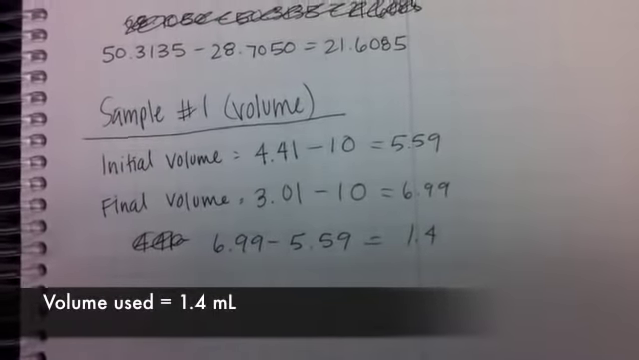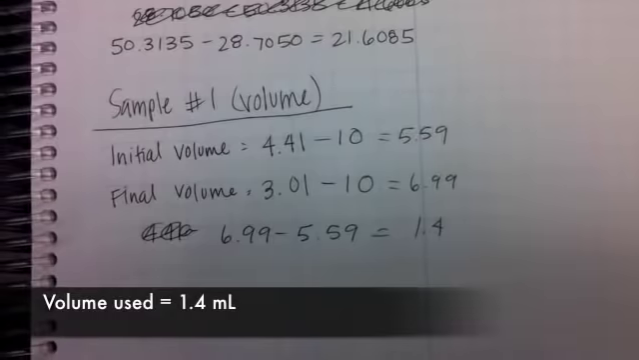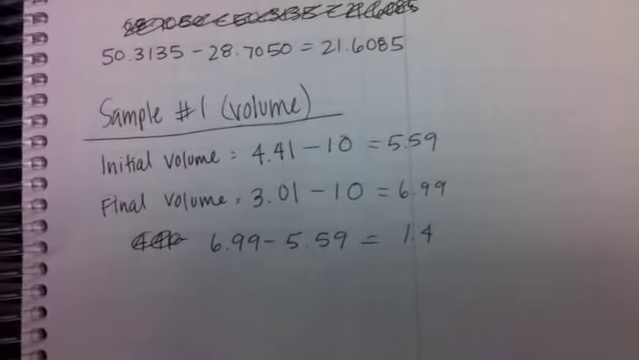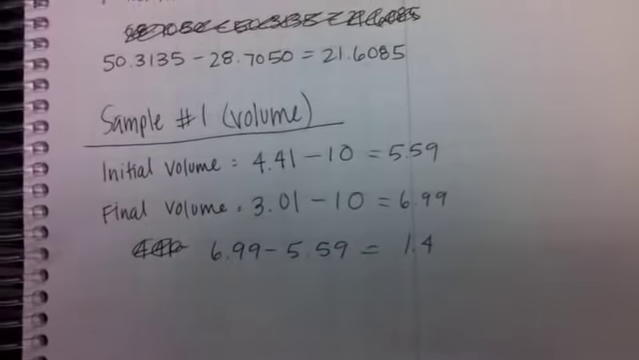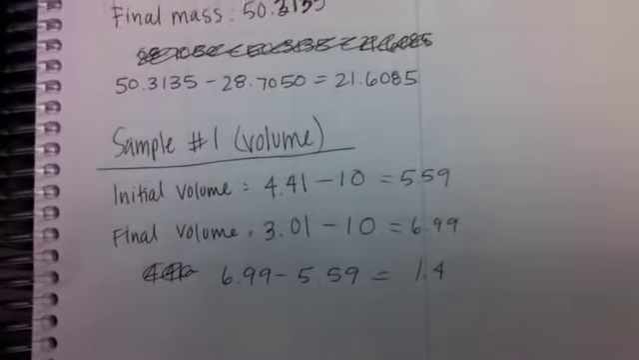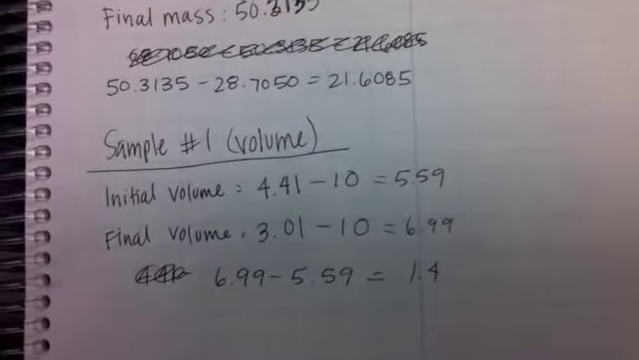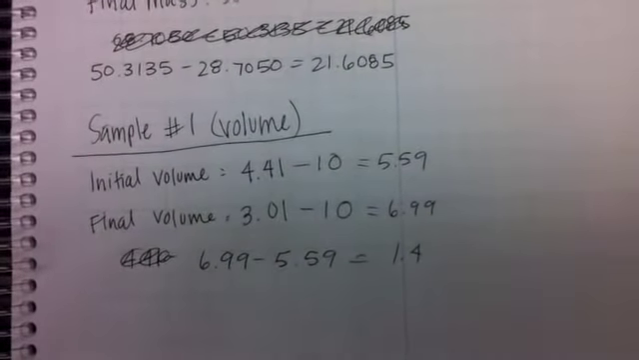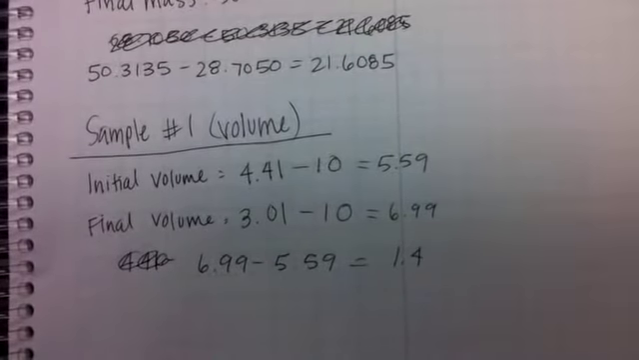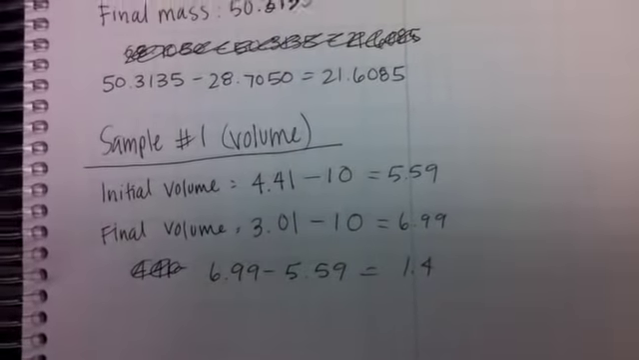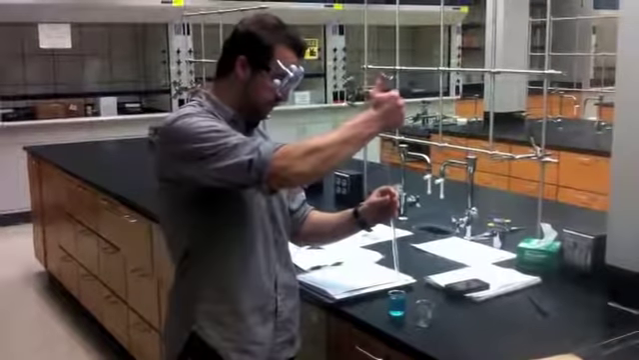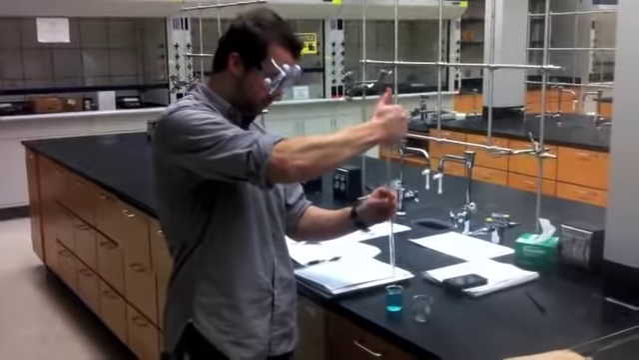We got this by subtracting the initial volume from the final volume, which was measured as, this is a correction, 5.59 for the initial and 6.99 for the final. So that equals 1.4.